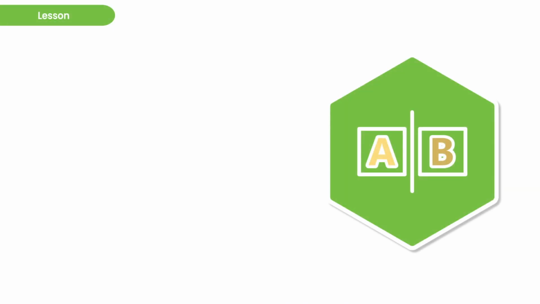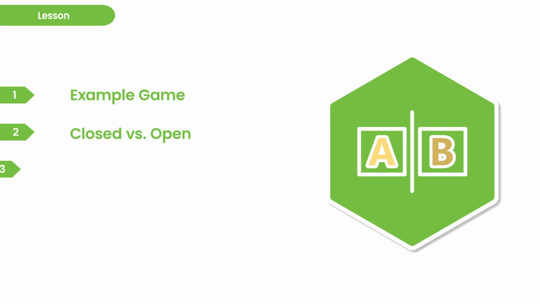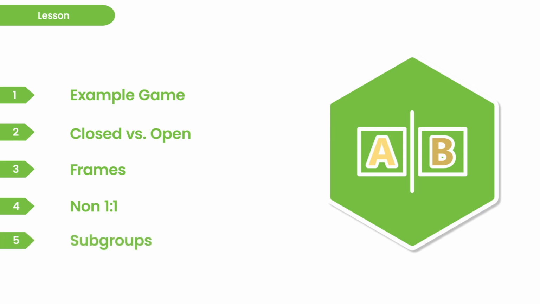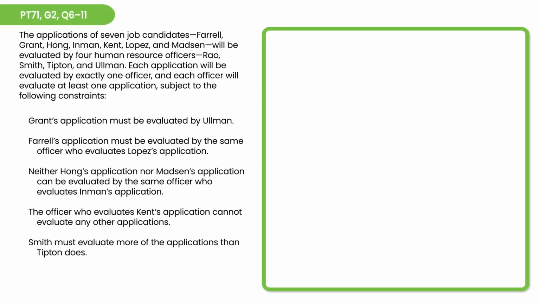The plan for today is to start with an example game, and then to talk about some of the characteristics of standard grouping games that we need to pay attention to. For example, whether the game is closed or open, how to identify frames, what to do when the game is non-one-to-one and how that creates itself, and then what to do when you have subgroups or different kinds of players within the logic game. So let's start with the example game.